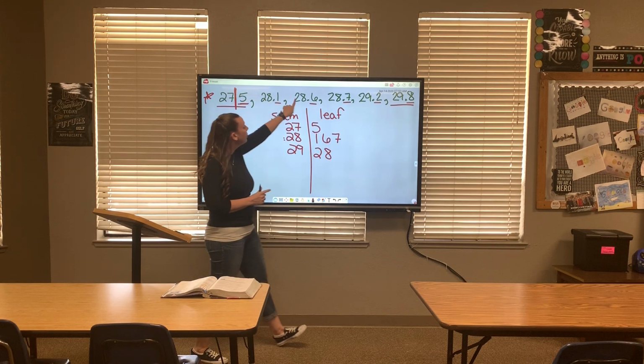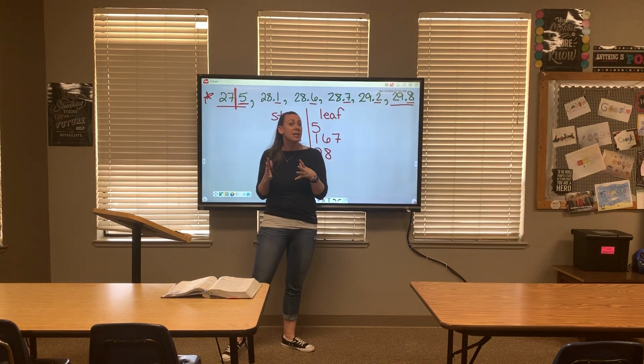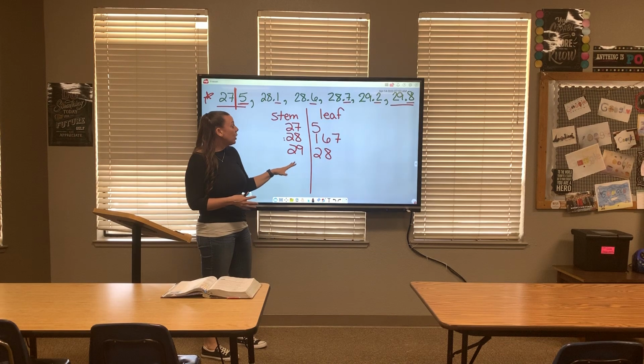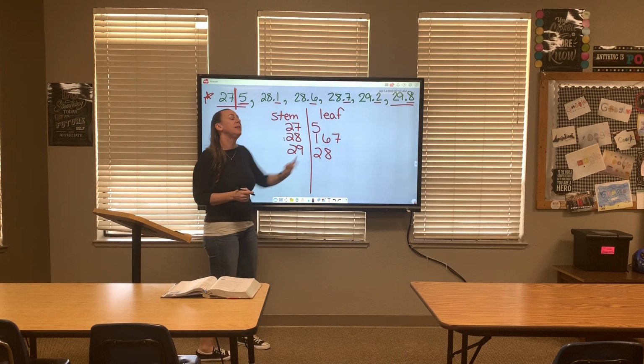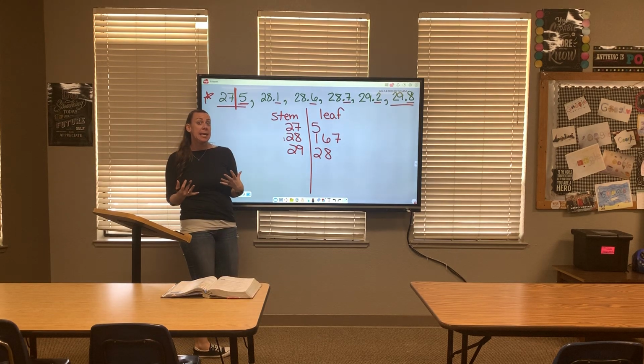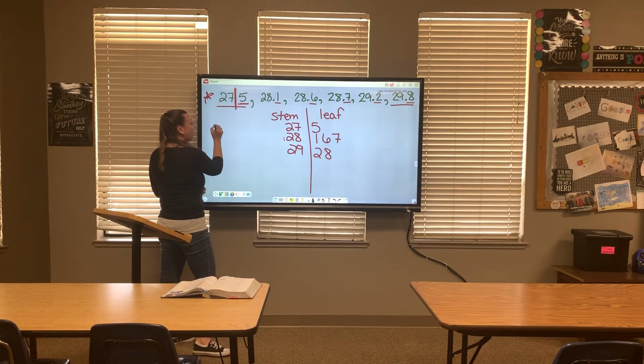I have 1, 2, 3, 4, 5, 6. So I have 6 numbers that I used, which means that I'm good. Now, the only thing this is missing, I have my stems, I have my leaves, I have to create a key. Every stem and leaf plot has to have a key.